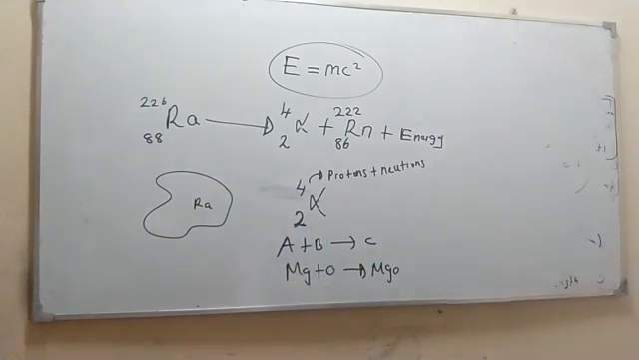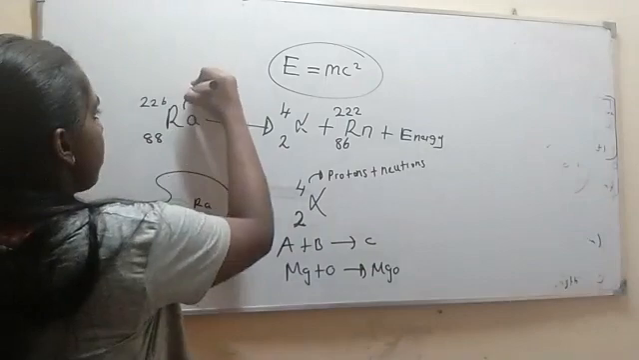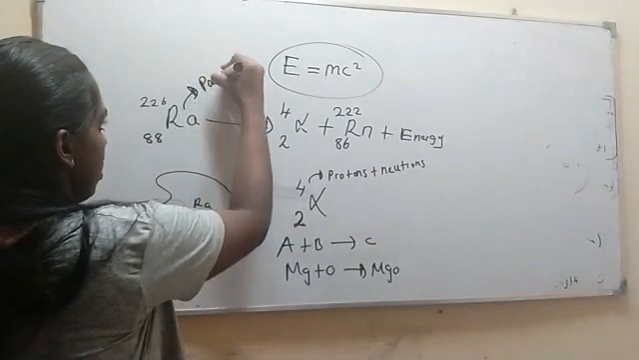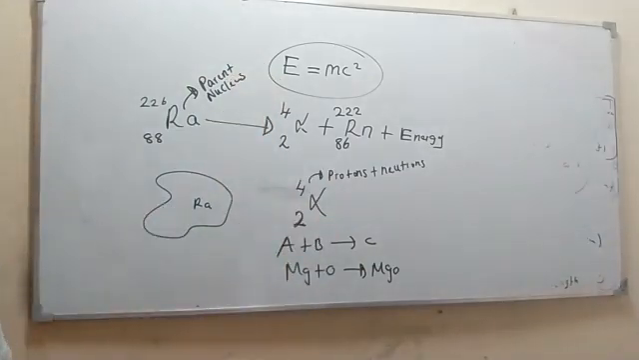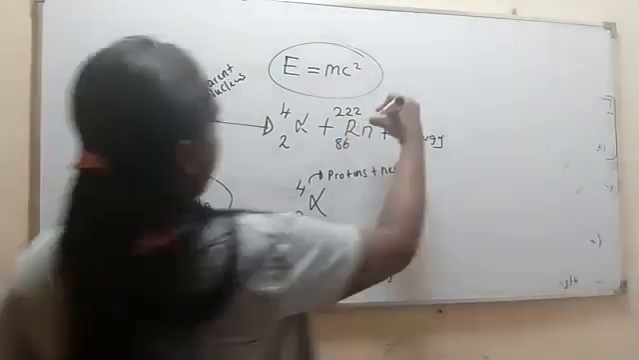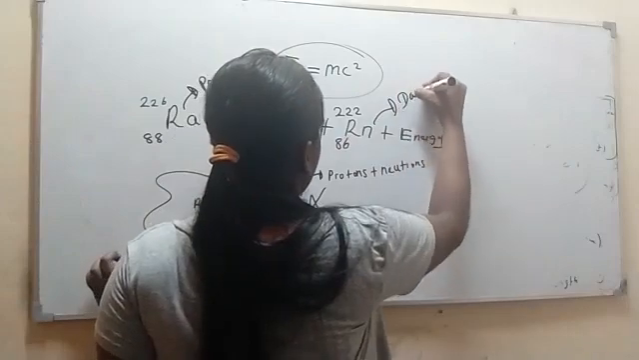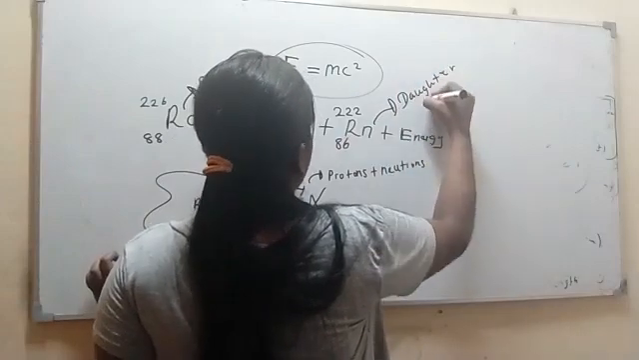Now we call this radium the parent nucleus. After emitting an alpha particle, radon forms, right? This radon we call the daughter nucleus. Okay, daughter.